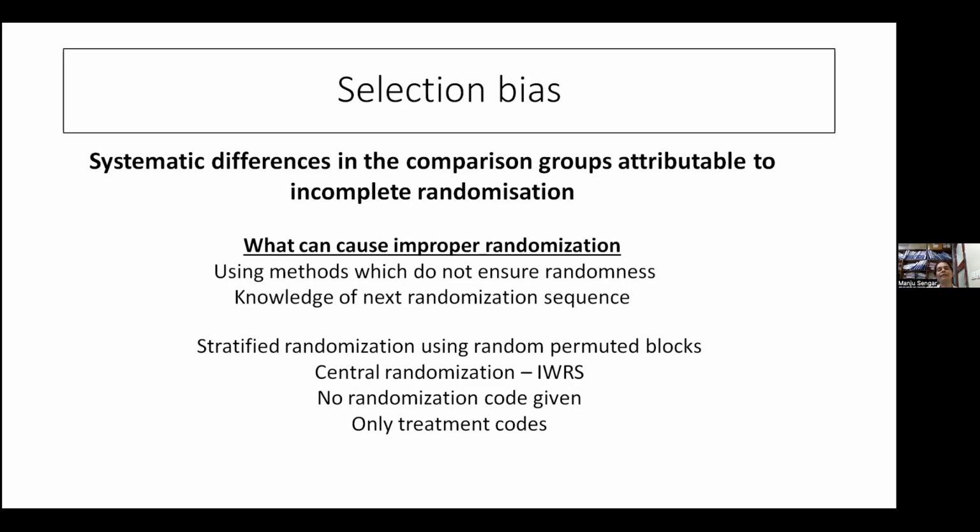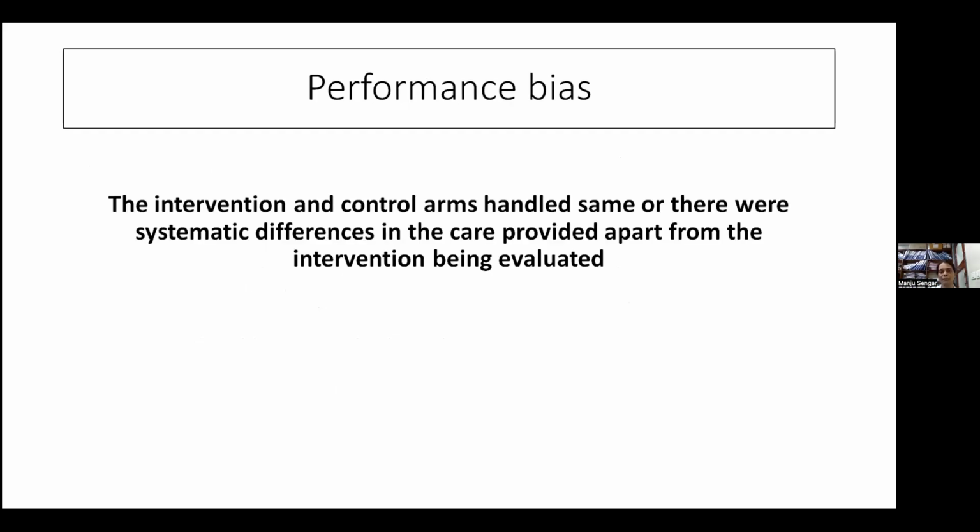Another important fact here was that the people who were randomizing and those who were recruiting were different, because randomization happened centrally using an interactive web response system. And they were not given any randomization code. They were only given a treatment code, so they didn't know which arm the patient was coming to. So that's a strong aspect of the study, that they have eliminated the selection bias.